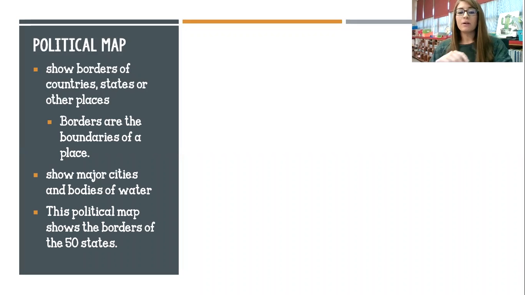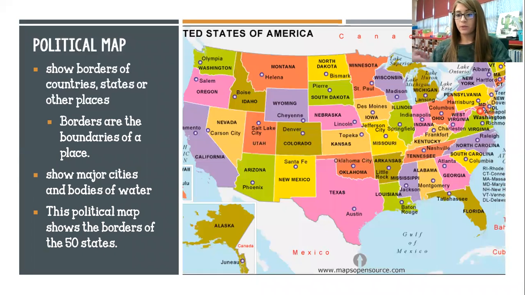The political map that I'm about to show you shows you the borders of all 50 states. All right, here is Alabama right here. We are surrounded by Mississippi, Tennessee, Georgia, and Florida. And then you can see all the borders of all the other states, and all the capitals of these states are listed on here as well.